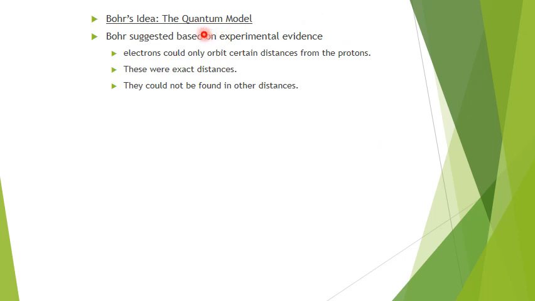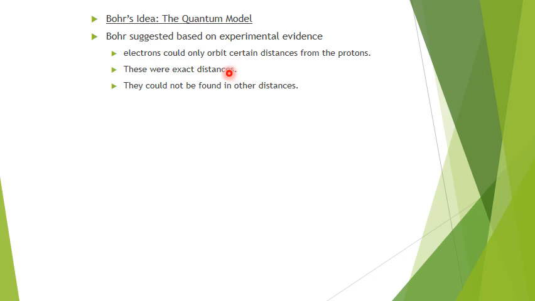Okay. Now, one of the key things about Bohr's idea is that, based on experimental evidence, what he realized is that electrons can't be at just any distance from the protons. They have to be at very specific distances from the protons. These distances are very specific and exact.